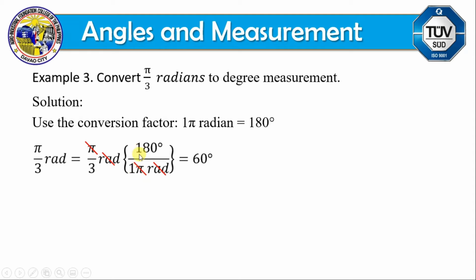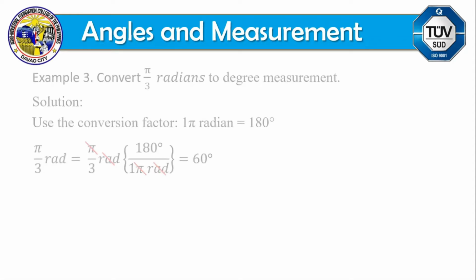Times 1, or 180 degrees divided by 3, so that is equal to 60 degrees. Now again, to check this one, when we replace the pi with 180 degrees, since that is the conversion factor, 180 degrees divided by 3 is just equal to 60 degrees. So we know that this is the answer, or the answer we got is correct. Okay?